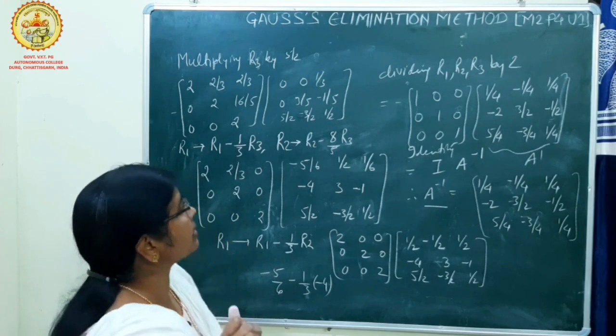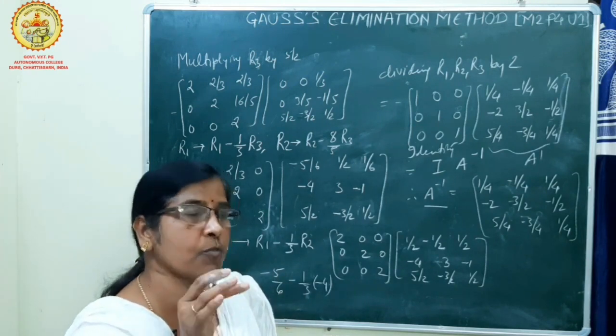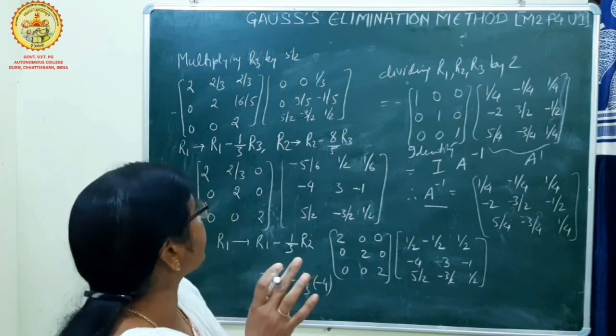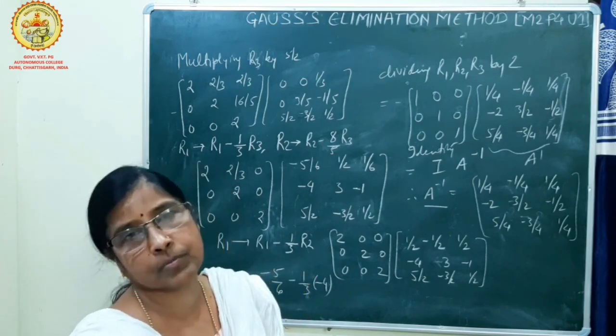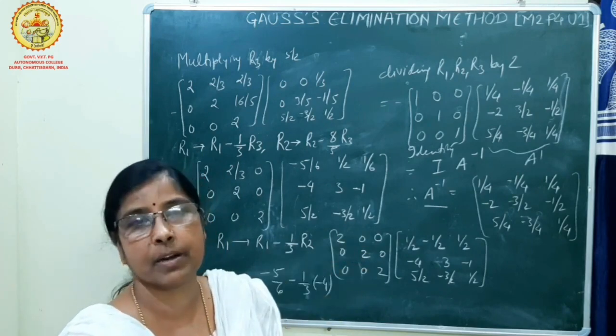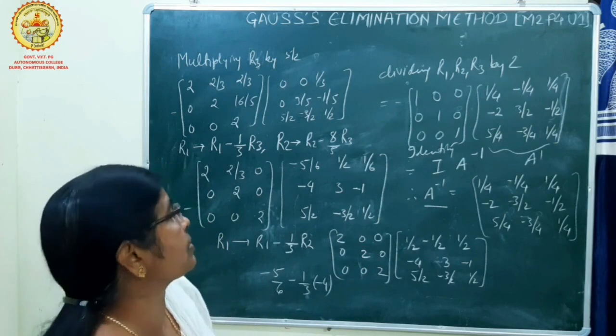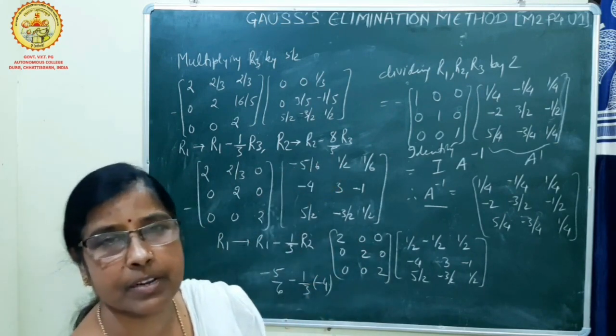So in this method, first of all we find the largest component as the pivot element, then apply row transformations and convert the matrix into an upper triangular matrix, and then reduce the matrix into this form, so we get the inverse of the matrix.